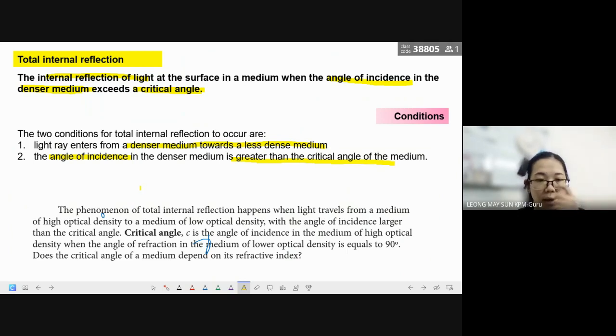Please memorize this. The phenomenon of total internal reflection happens as mentioned above, but I want to focus here on the critical angle. The critical angle definition is the angle of incidence in the medium of higher optical density when the angle of refraction in a medium of lower optical density is equal to 90 degrees. So please memorize the critical angle definition, the total internal reflection definition and the two conditions. It is very important for you to understand this. Total internal reflection is a very famous question. It keeps coming out repeatedly, so please do take note.